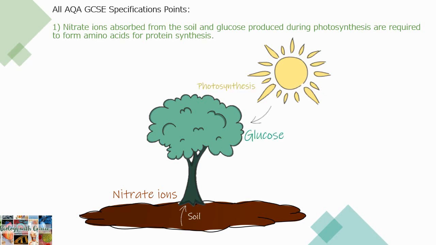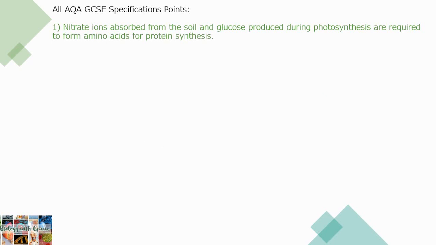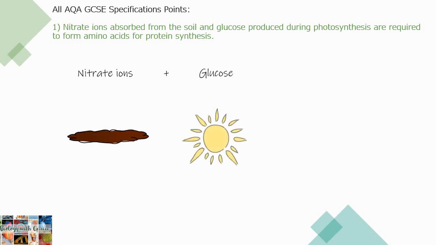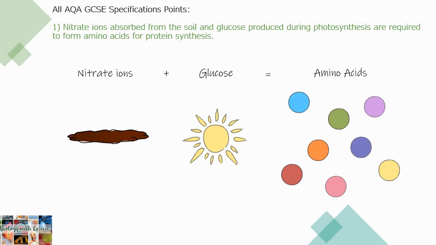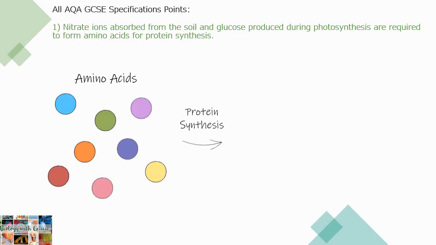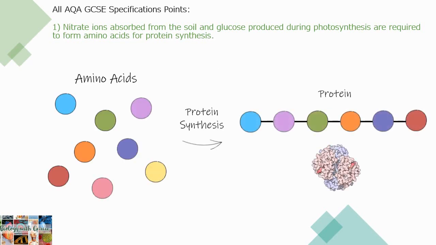The second component needed is glucose, and this is produced during photosynthesis. The plant takes in the sunlight in the leaves, and photosynthesis occurs, producing glucose. Glucose is made up of carbon, hydrogen and oxygen, which are also key components of amino acids. To summarise, we've got our nitrate ions from the soil, plus our glucose produced during photosynthesis, which equals our amino acids. Our amino acids are linked together during protein synthesis in order to form our specific protein.